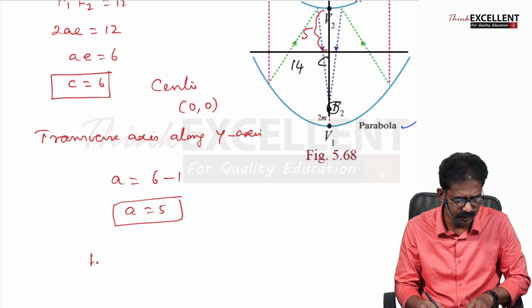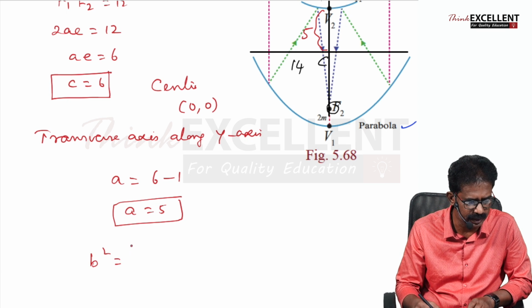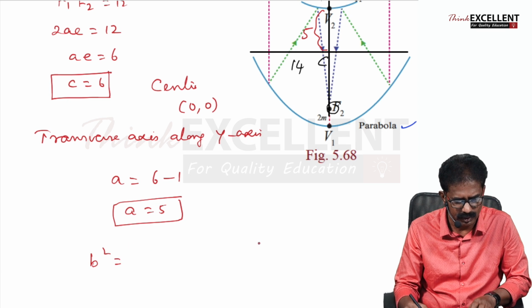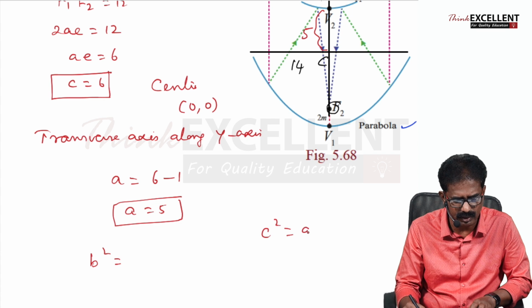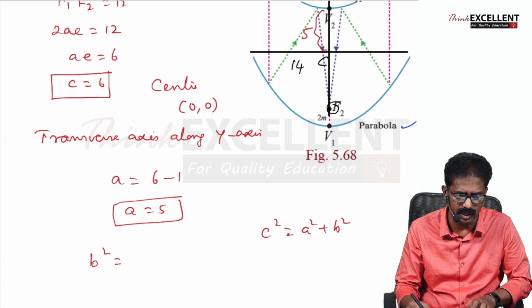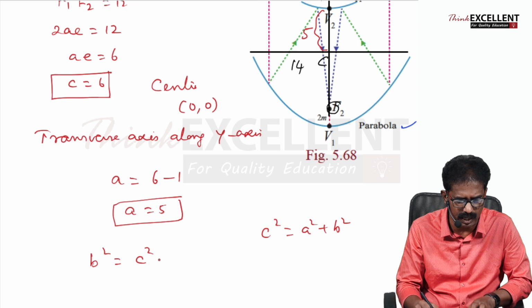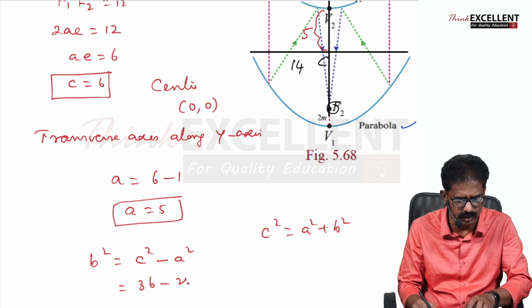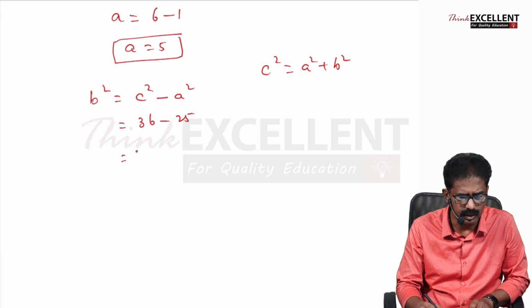What is the formula for b square? You remember this one: c square is equal to a square plus b square for a hyperbola. So b square is equal to c square minus a square. c square is 36 minus a square, 25. So 36 minus 25 is 11. So b square is 11.